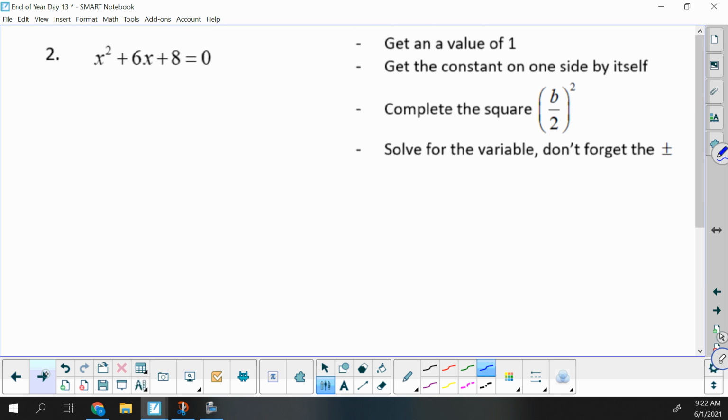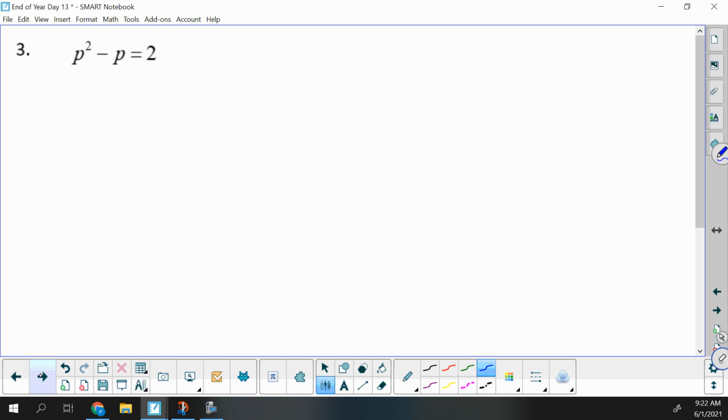We're going to move down to question 3, right underneath it. The first thing we always needed was a 1 in front of our squared term, the a value. We've got that, so we're good. Then we need to get the constant by itself on one side. Well, this one's kind of nice. They already have the constant by itself on one side. I'm still going to rewrite it, though, so that I have a little bit of space. So p squared minus p, leave a little space, and then equals 2.